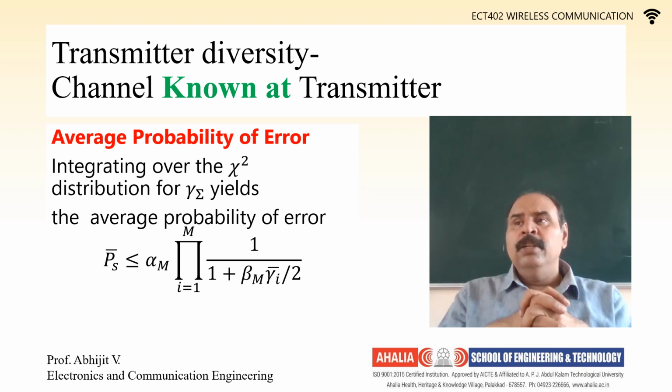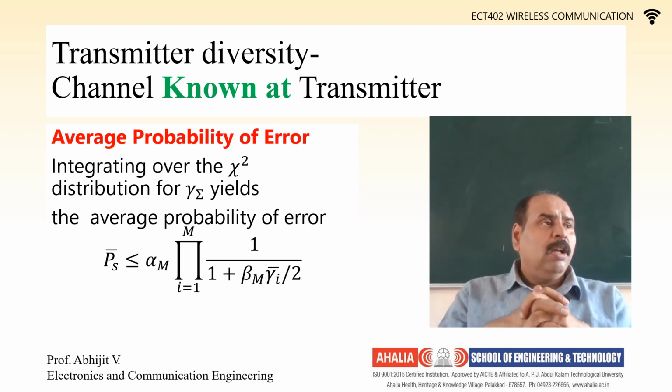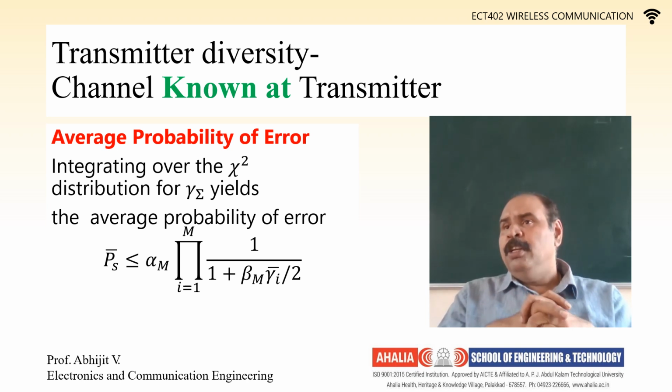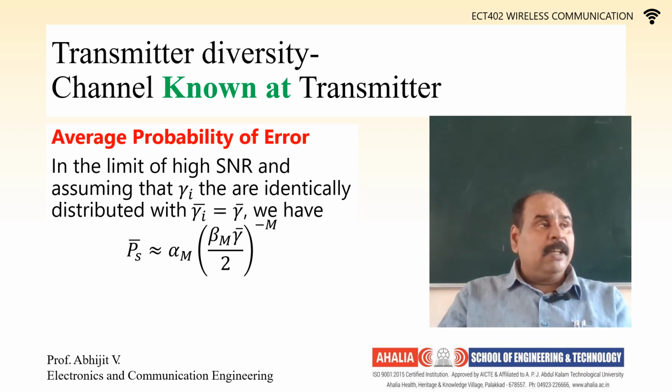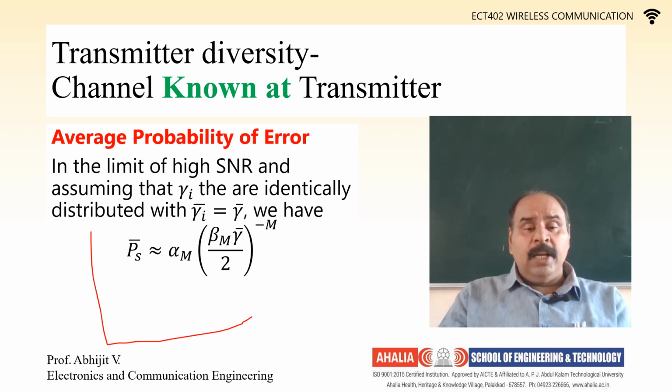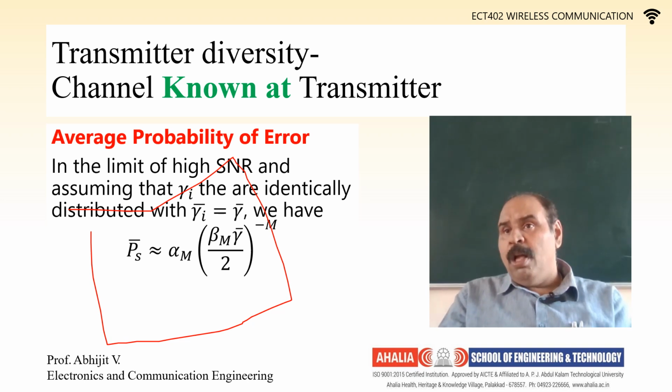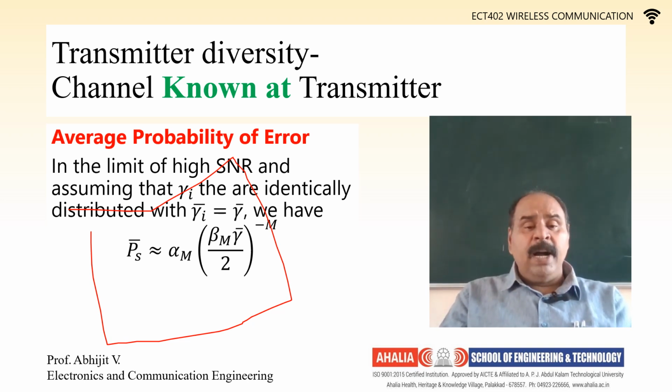This is the way. Now there might be questions like derive the average probability of error when the channel information is known to the transmitter for a transmit diversity system. So in that case, in the limit of high SNR, assuming that the average instantaneous SNRs are identically distributed, we get that gamma I average is equal to gamma bar, and from that we'll have the average probability of error approximately equal to alpha m times beta m gamma bar by 2 raised to minus m.